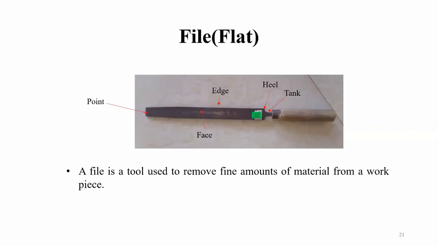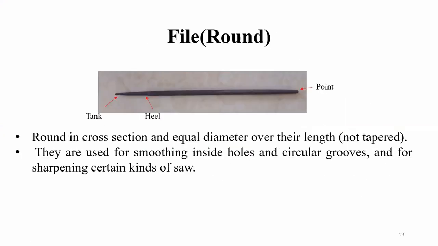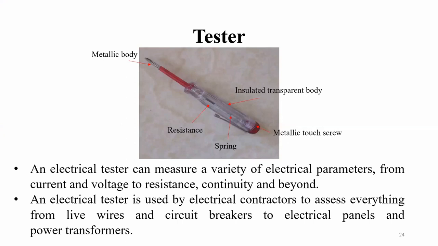We'll continue with the rest. I think we have stopped here. And the next tool is tester. This one is utilized in measuring a variety of electrical parameters, from current and voltage to resistance and continuity and beyond. And you all know this one is normally used to test whether there is a current or any other electricity passing through a particular point of a socket.